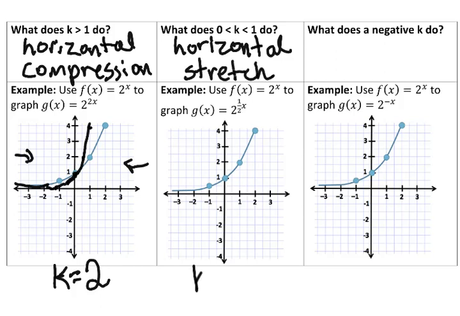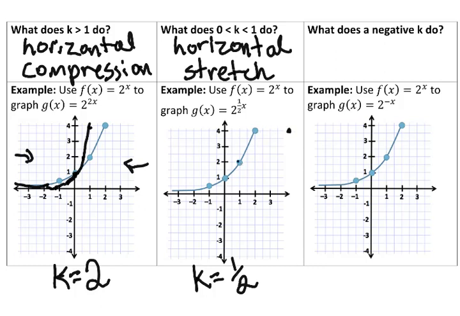So when k is between 0 and 1, that's when you're going to get the horizontal stretch. So in this case, k is a half. So we're going to get a horizontal stretch by the reciprocal of a half. Reciprocal of a half is 2. So we're going to be stretching this by 2. So this x value was originally at 2. It's going to stretch all the way over to 4.